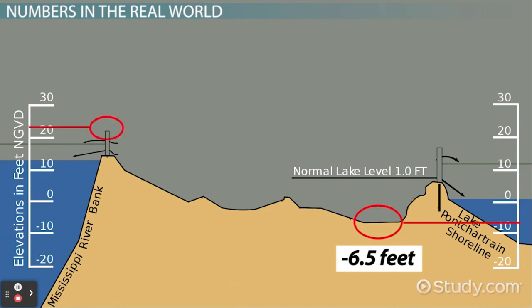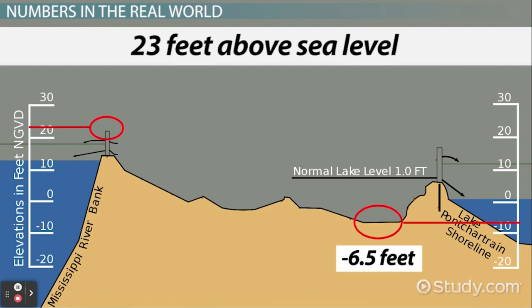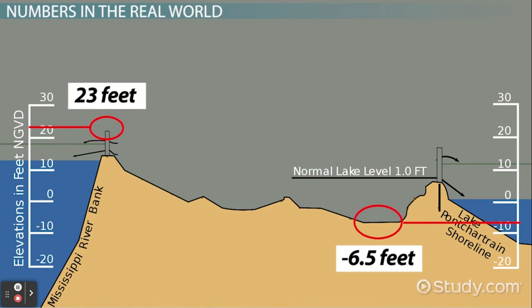On the other hand, one of the highest elevations in New Orleans is at 23 feet above sea level. So we say the elevation is 23 feet, a positive number.